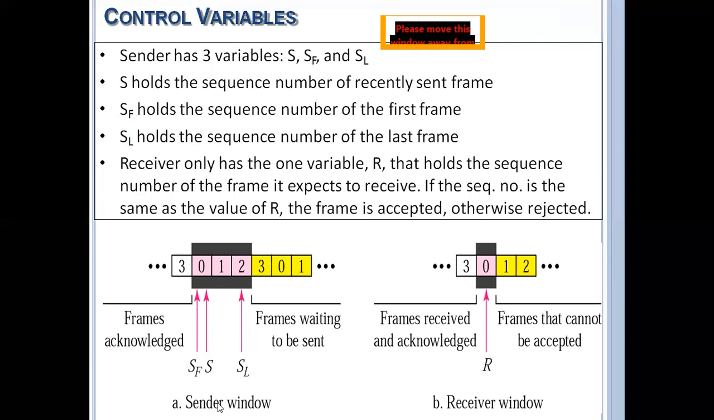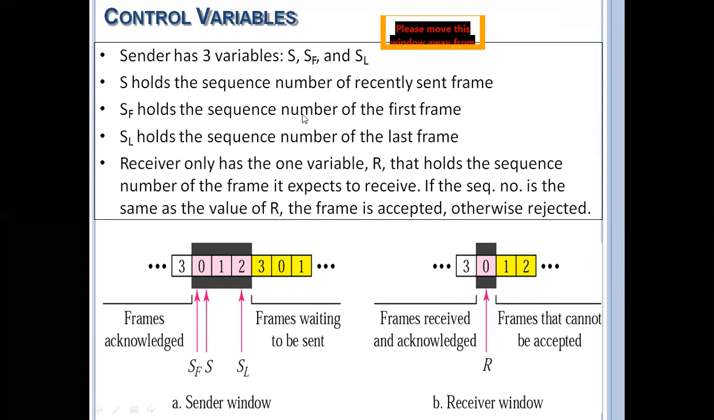You can observe in this diagram the sender window and the receiver window. On the sender side: frame acknowledged, frame waiting to be sent. On the receiver side: frames received and acknowledged. Here the sender has three variables, S, SF and SL. S holds the sequence number of the recently sent frame, SF holds the sequence number of the first frame, and SL holds the sequence number of the last frame.